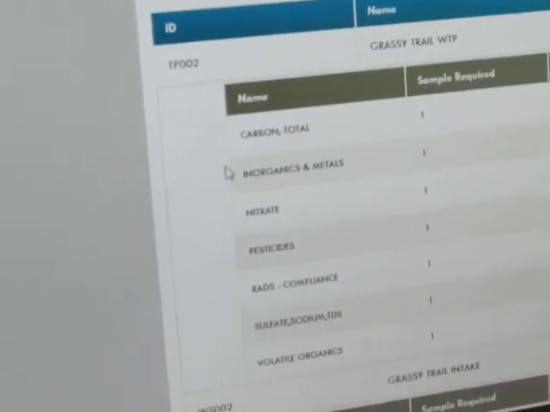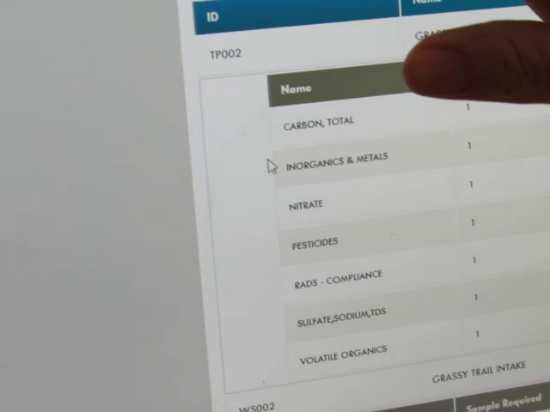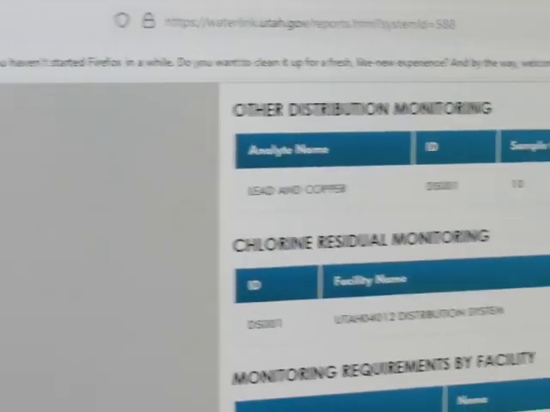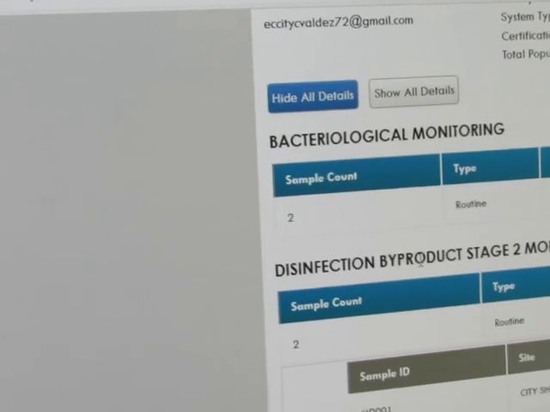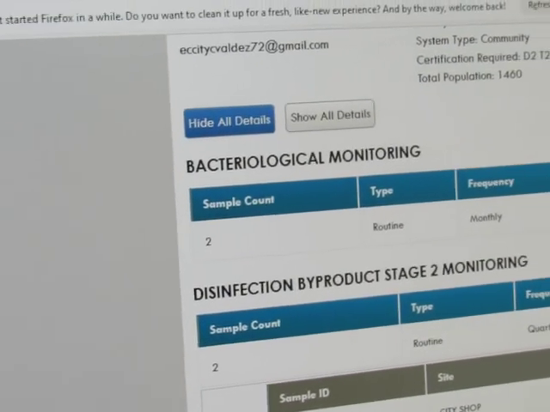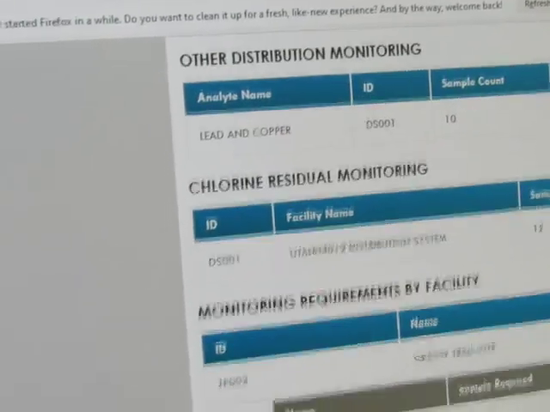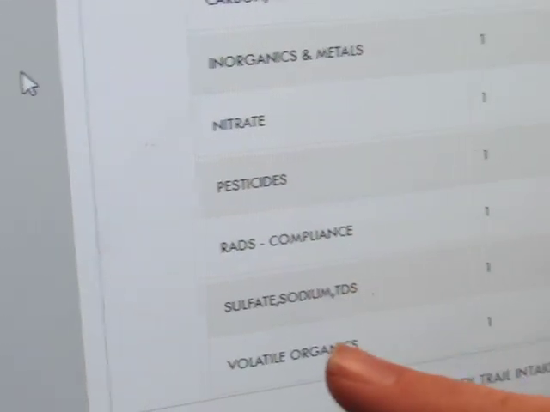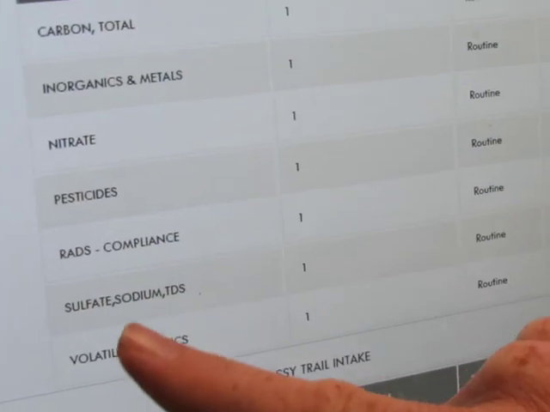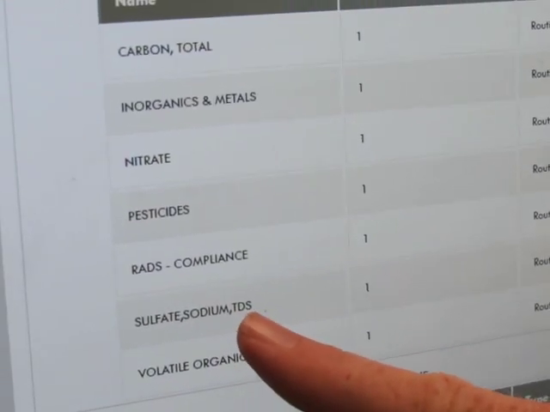So, like here's lead and copper, chlorine residual, and we can come back up here to the top, bacteria, disinfection byproducts. This is terrific. I could put the link up and people can actually go to the site themselves and find out. And then carbon or inorganics, metals, nitrate, pesticides, radionuclides, sulfate, sodium, total dissolved solids.